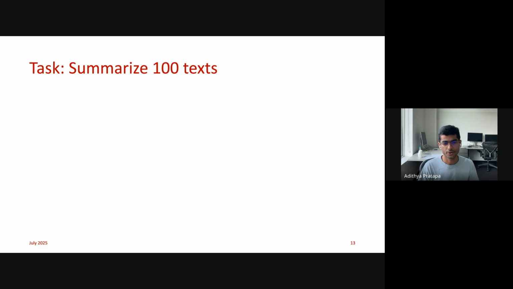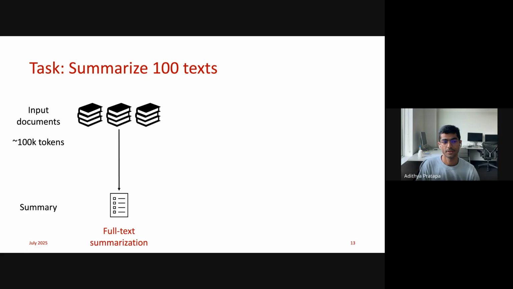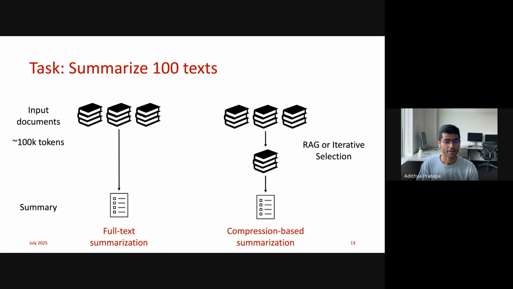So to briefly contextualize the task, our goal is, let's say, to summarize 100 documents. And these 100 documents correspond to about 100,000 tokens. One option is we feed everything into a language model and directly generate a summary. This is what I refer to as full text or full context summarization. An alternative approach is we first identify what is the most relevant part of the input, depending on the query, and then we only summarize those documents.